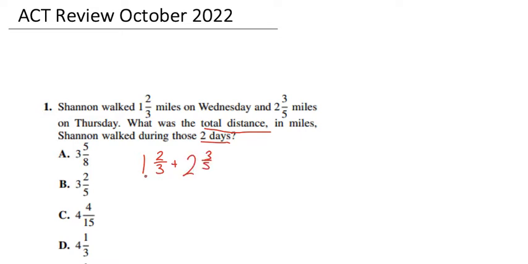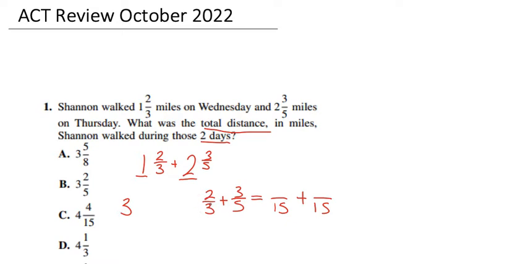When we're adding mixed numbers, we're first going to add the whole numbers together. 1 plus 2 is 3. And then separately, we're going to add the fractions together. 2/3 plus 3/5. We need to change these two fractions so that they have the same denominator. The least common multiple between 3 and 5 is going to be 15.